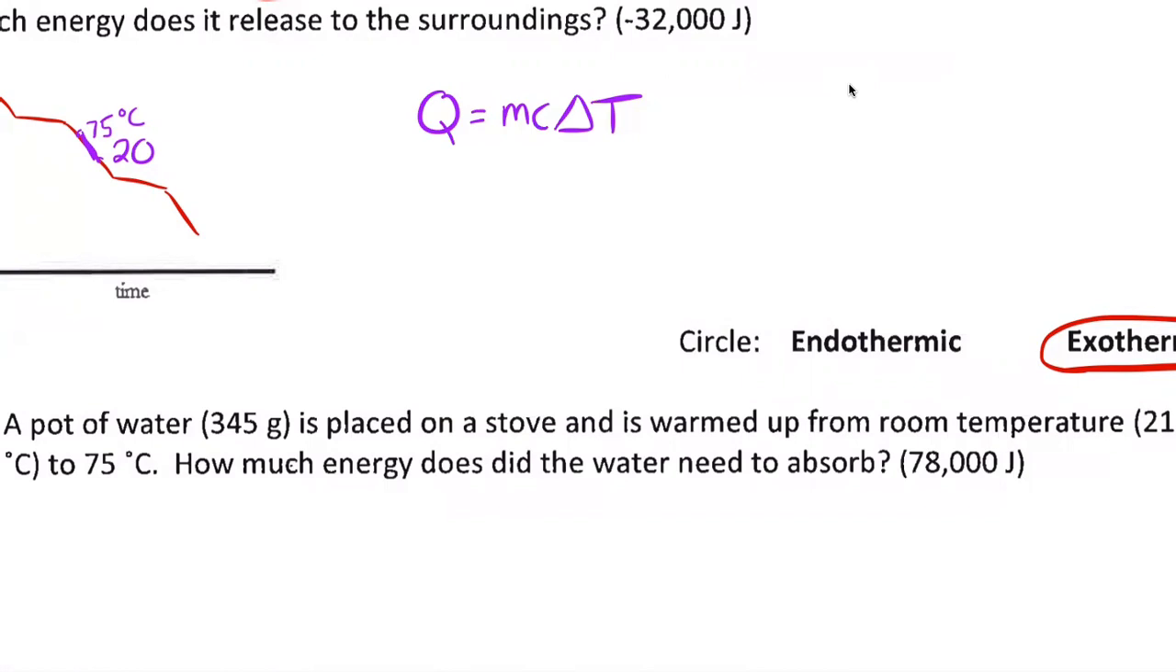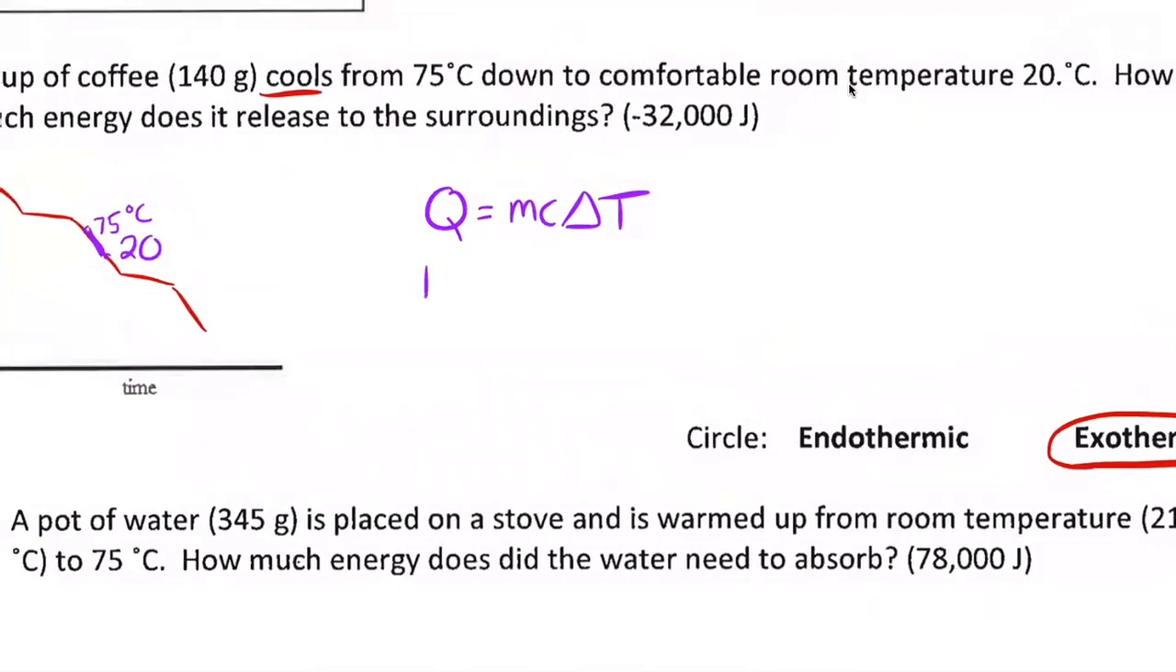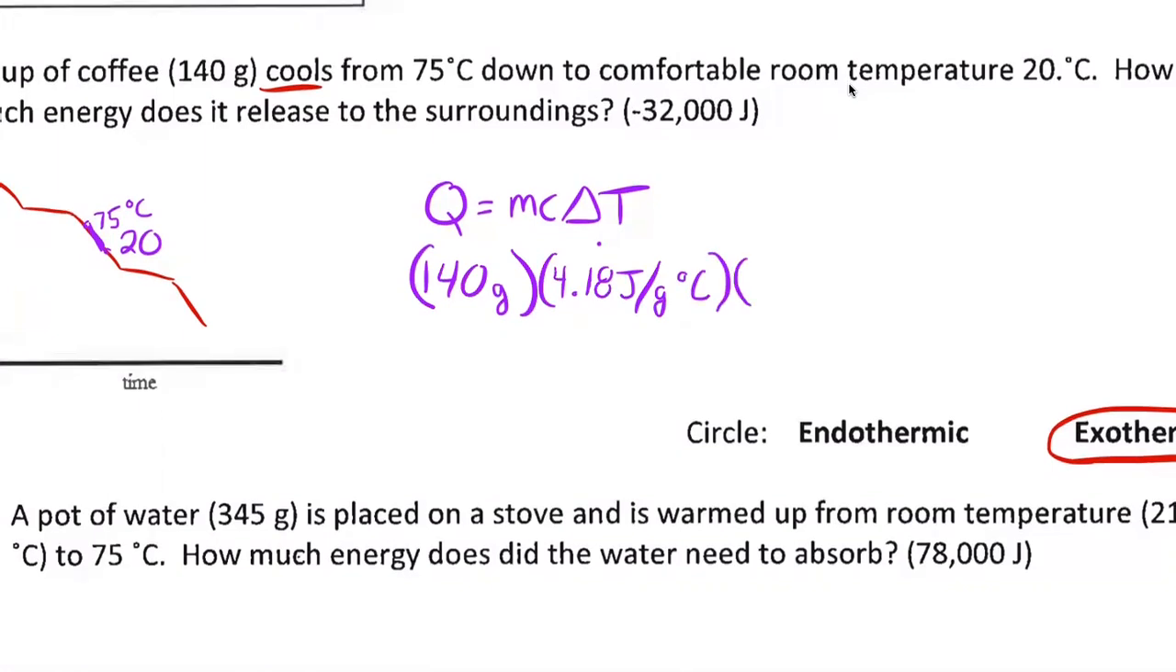The mass in this problem was 140 grams. The specific heat of liquid water, if we recall, is 4.18 joules per gram degree Celsius. And lastly, we have a temperature change of 20 degrees for our final temperature from 75. You always want to do final minus initial here, and then this is degrees Celsius as well.